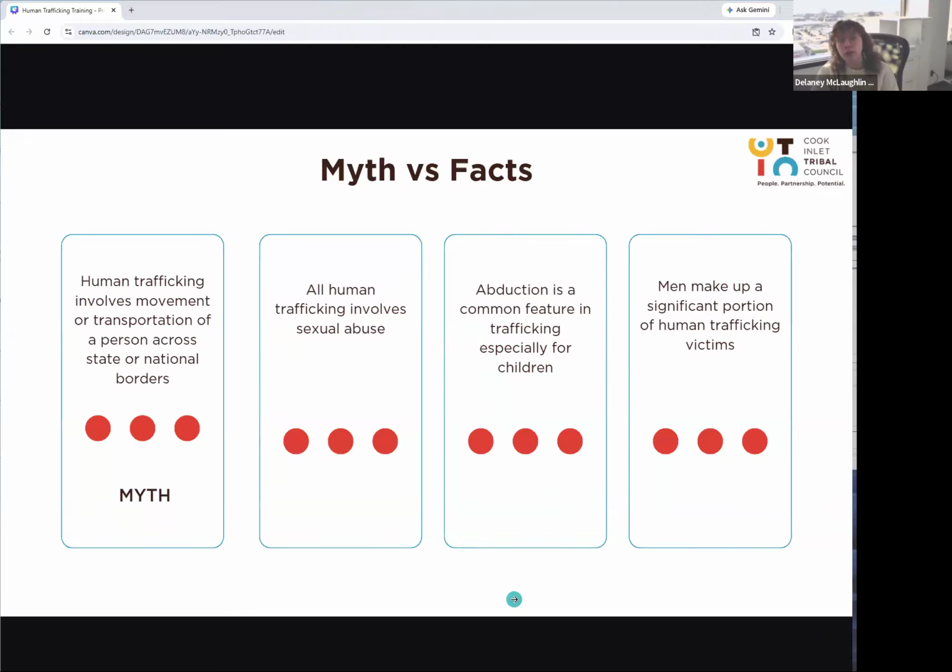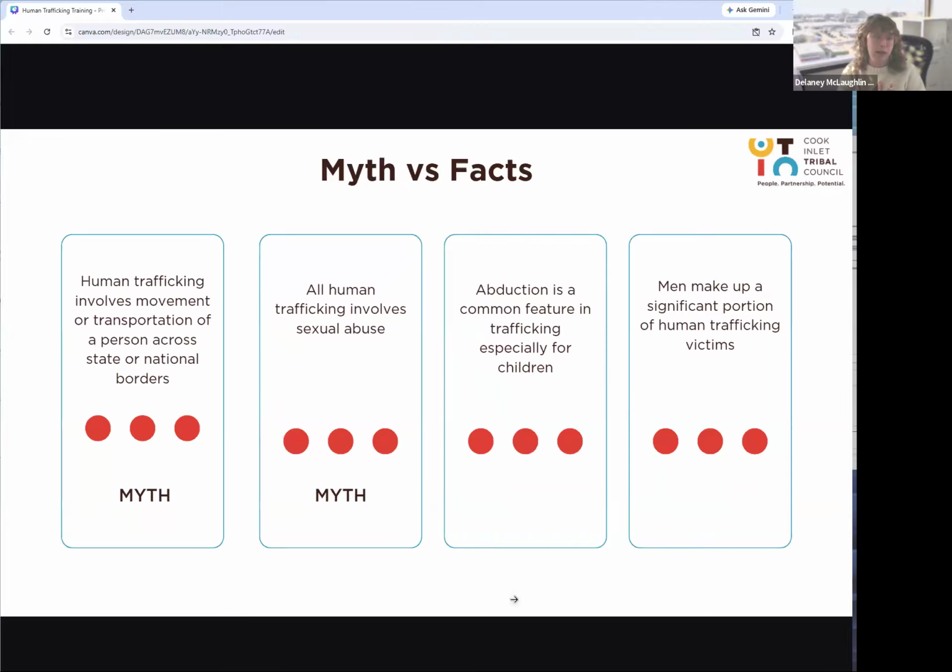The next one is all human trafficking involves sex abuse. This one is also a myth. While sex abuse is often a large part of human trafficking, it is not required for it to be considered human trafficking. A lot of times human trafficking can involve sex abuse, but a lot of times it also doesn't. So it just depends on the circumstances.